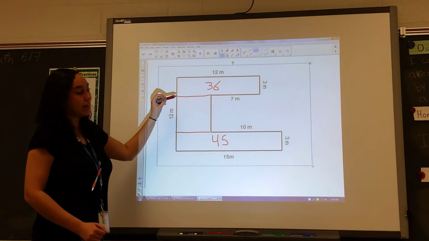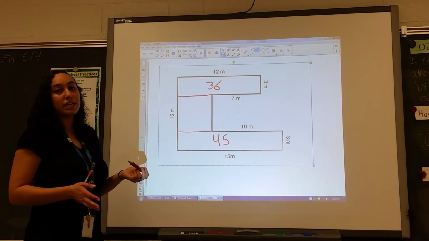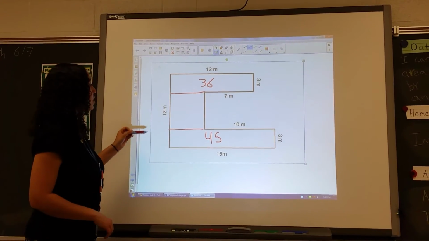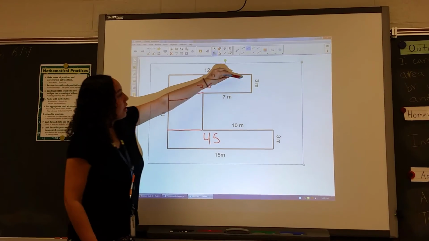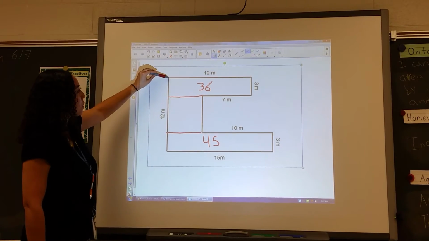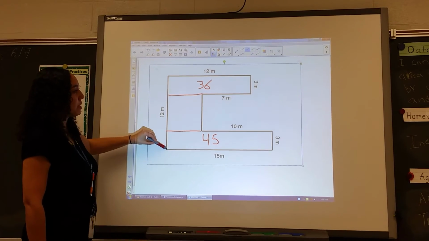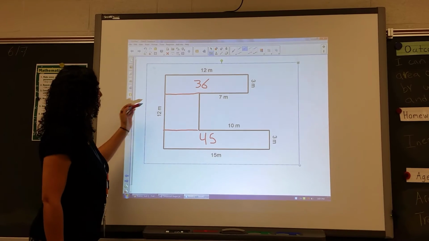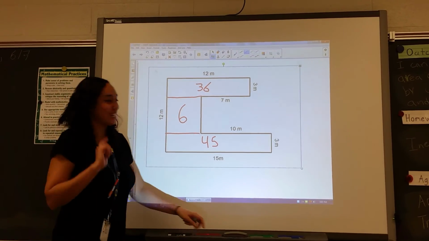Now I just have to find the area of this rectangle, and I'm missing both sides. I don't know what they are yet. So I have this whole thing is 12, and this piece right here and this piece right here are 3. So I can do 12 minus those pieces to get this piece. And I'll have, nope, the area is not 6, sorry. Just this side is 6.